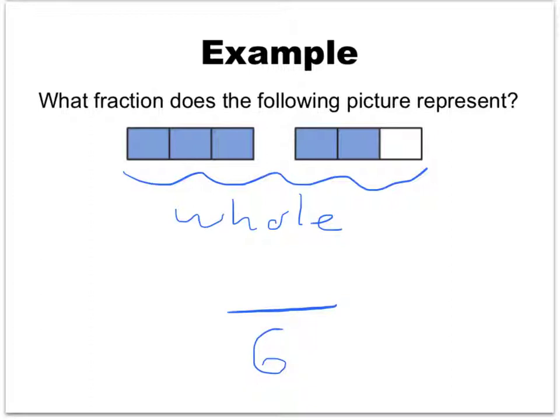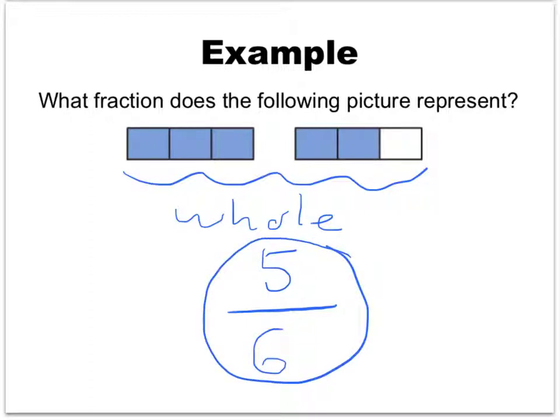And we see that we have selected 1, 2, 3, 4, 5 of those, and so our numerator would be 5, so the fraction is 5/6. So there's the fraction that this picture would represent if we interpret the whole as this long strip consisting of 2 large boxes.